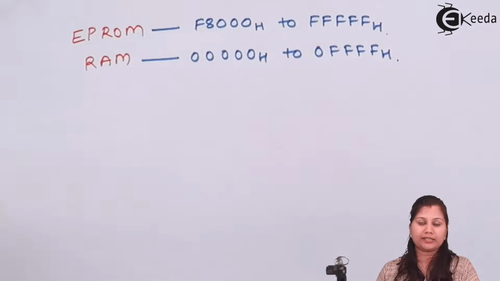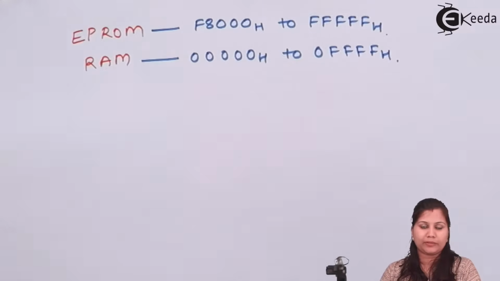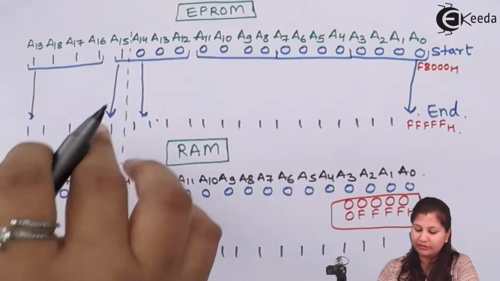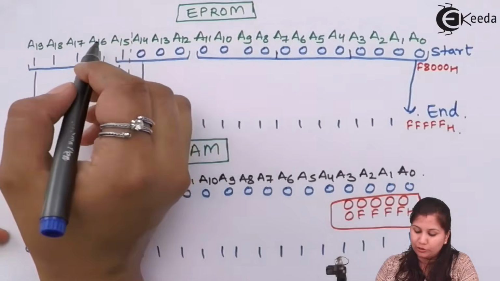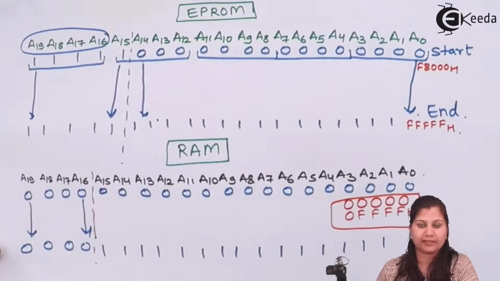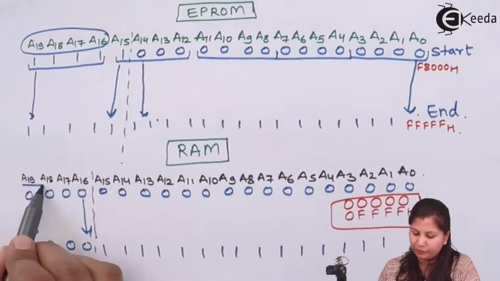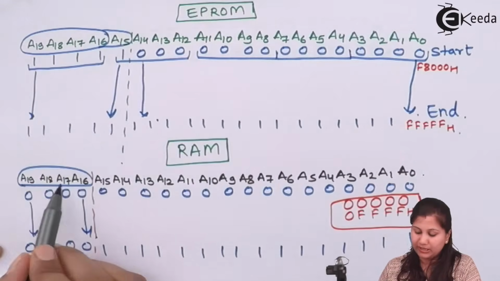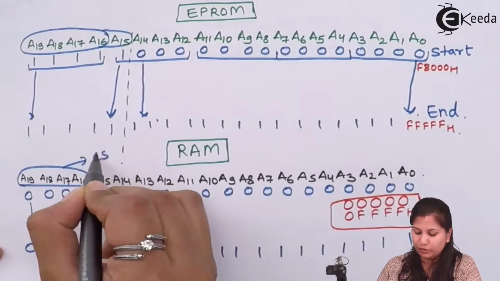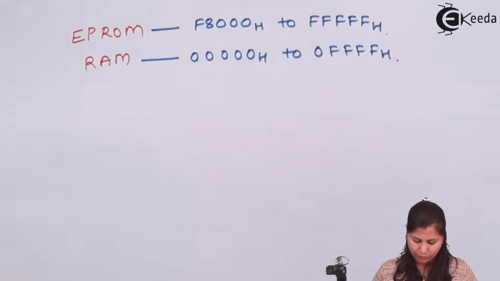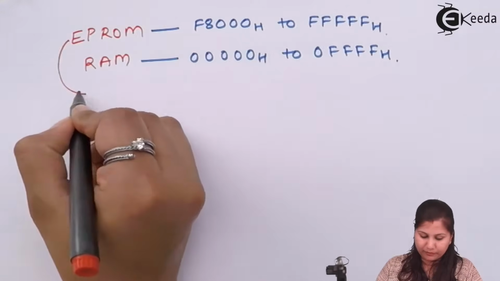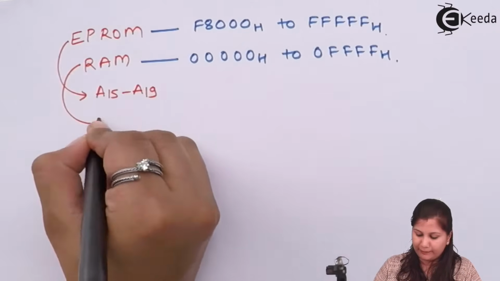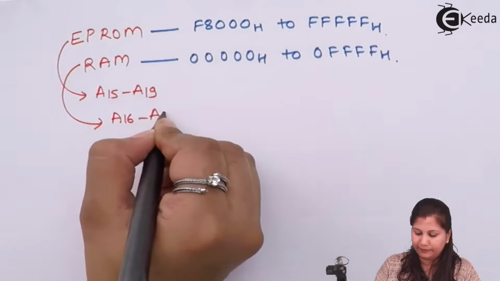Now we have to interface the 4 chips to the microprocessor. Because in the case of ROM we are left with the address lines A16 to A19, they will be used to form the chip select signal. And in the case of RAM we are left with A16 to A19. Here A15 is also there, so A16 to A19 will be used to form the chip select signal. So let's write it here. For EPROM we are having A15 to A19 and in the case of RAM we are having A16 to A19.